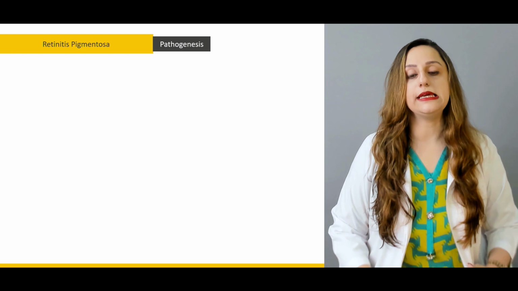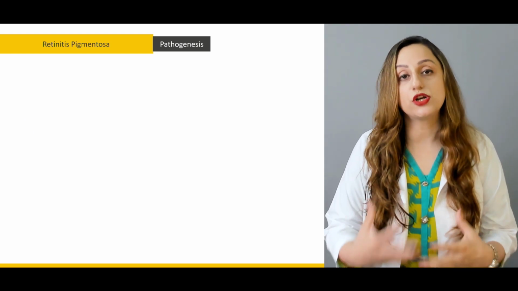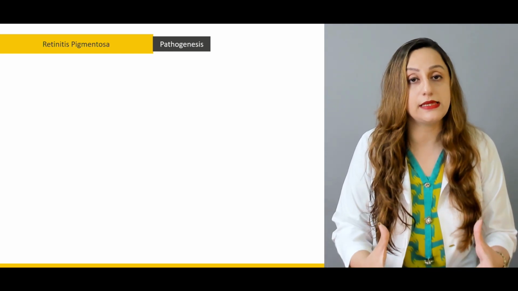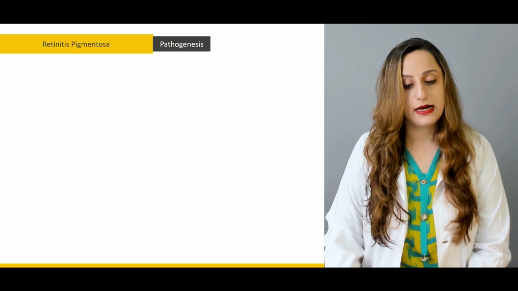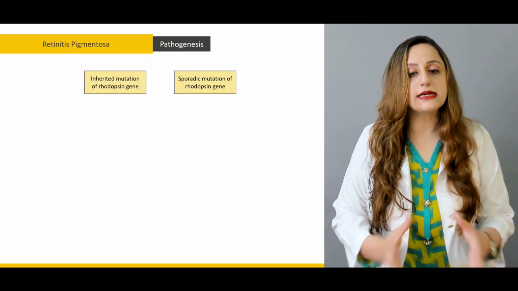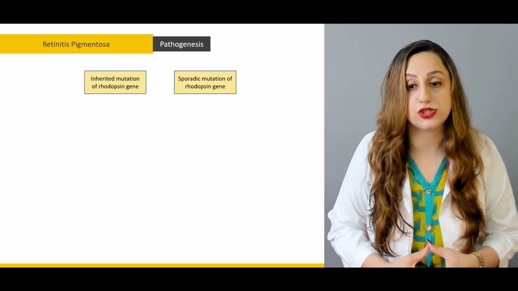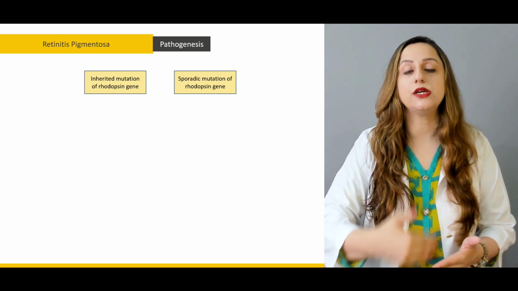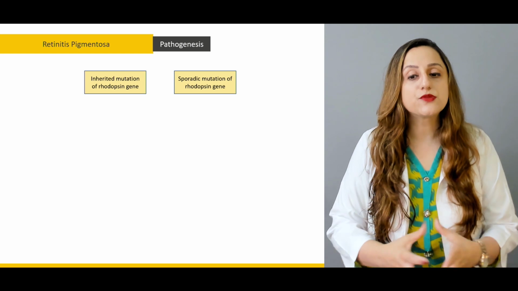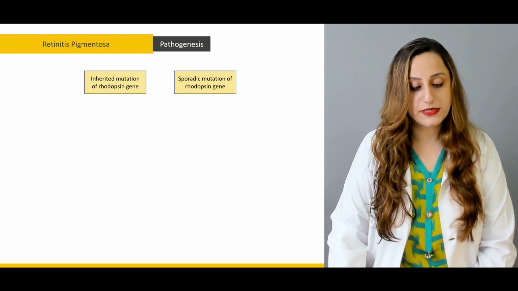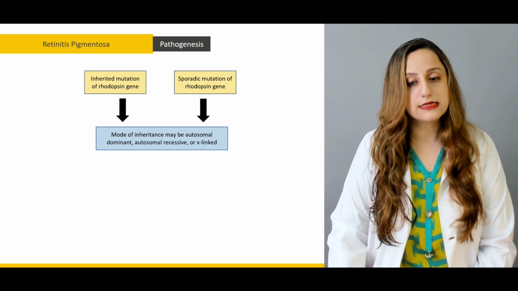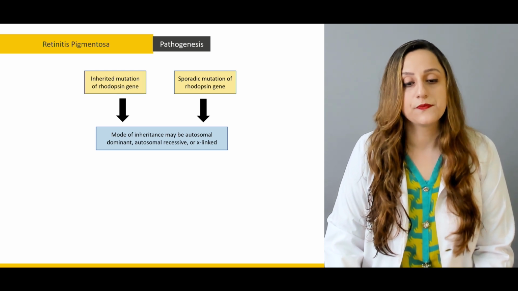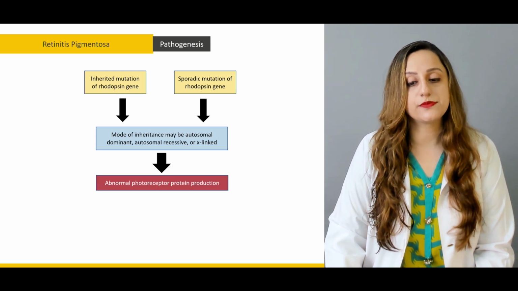Moving on to the pathogenesis, the etiological factors, the causative factors, the whole course of actions that ends up in retinitis pigmentosa will be discussed here. It is basically an inherited mutation of the rhodopsin gene. Sometimes these are just the opsin genes, and sometimes we have the rhodopsin genes, and we have a sporadic mutation of the rhodopsin gene. The mode of inheritance may be autosomal dominant, autosomal recessive, or sometimes X-linked in these individuals. And there is an abnormal photoreceptor protein production.